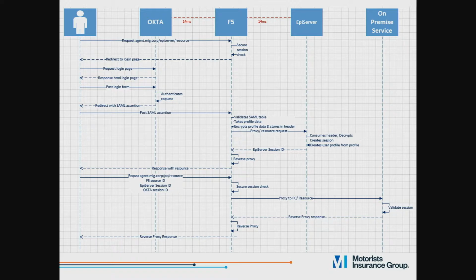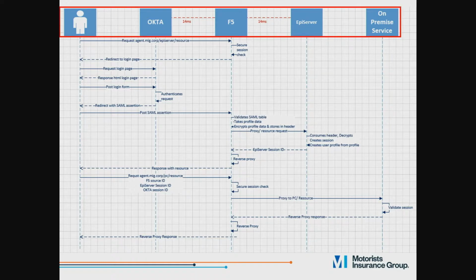So this diagram right here is a sequential flow and shows you all the components involved in this solution. On the top left, you can see a user or an agent. Moving to the right, we have Okta for authentication and authorization services. We also have F5 for load balancing, and then we have our Episerver, which is a web content management portal. And finally, the on-prem services.